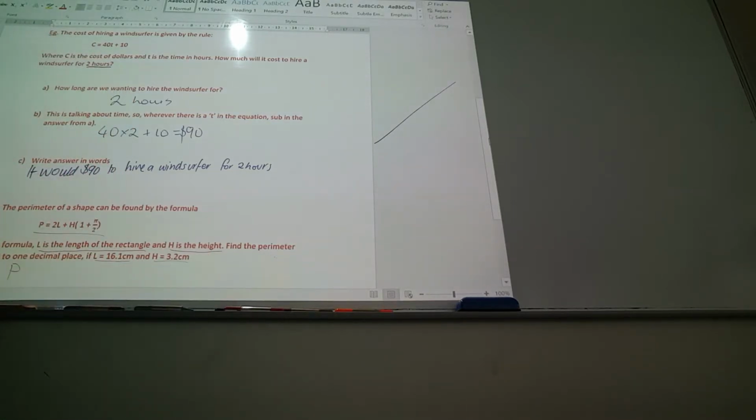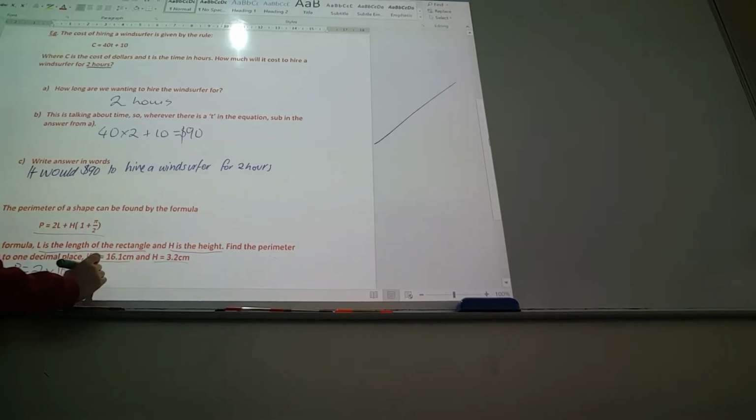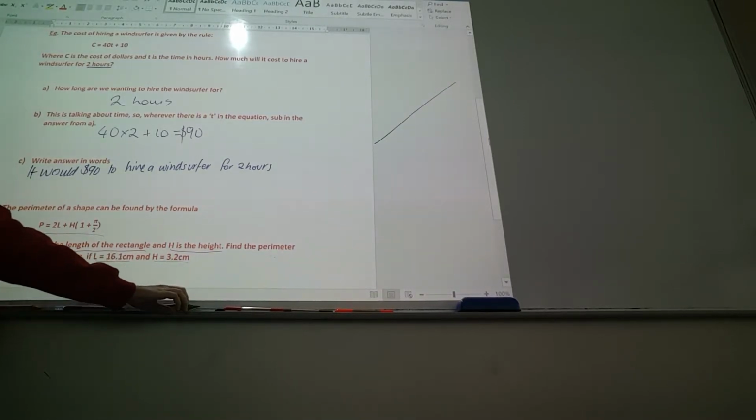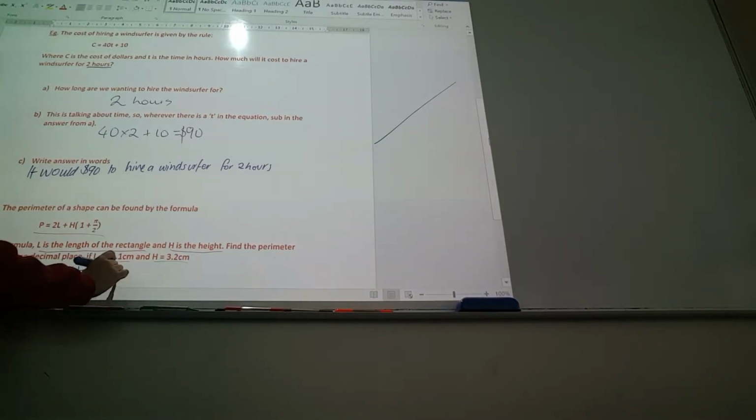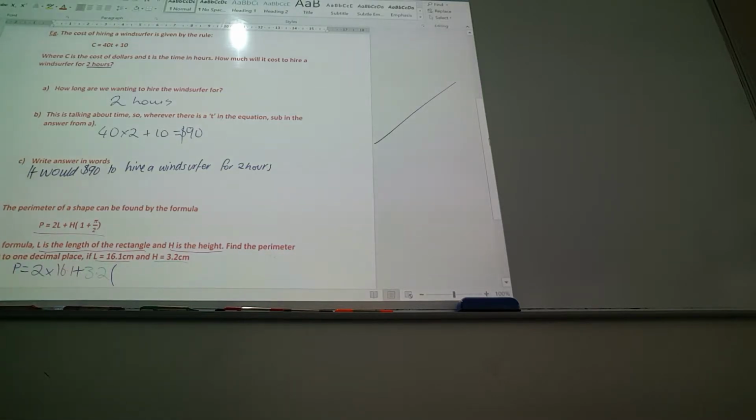So, in our formula, we have P equals 2 times our L, which is 16.1, plus our H, which is 3.2. Wait, so this rule is just for the example? Yeah, this is part of the question.